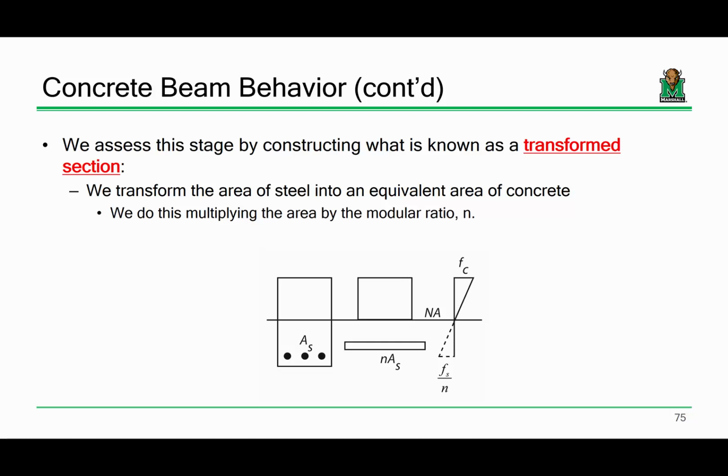Below that, we're not going to see any concrete at all in tension, but we are going to see some rebar. What we're going to do is take that rebar and transform it into an equivalent lump of concrete. We do that by multiplying the area of the rebar times that modular ratio n that I mentioned earlier. Remember, the modular ratio is the E value for steel divided by the E value for concrete. So we take the ratio of those two, and that's how we transform that steel into an equivalent lump of concrete.